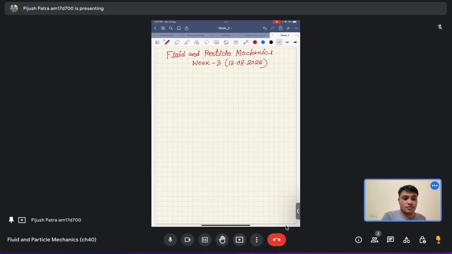So in the last class we talked about the dynamics of inviscid flow, but this week we will go through a few problems where we can exactly solve the Navier-Stokes equation.